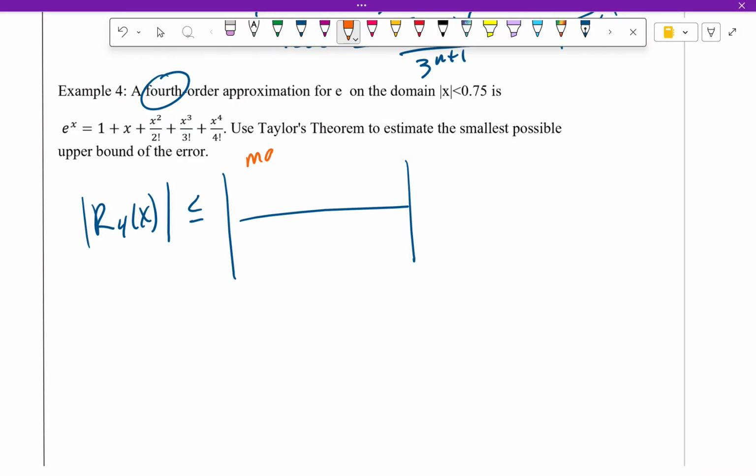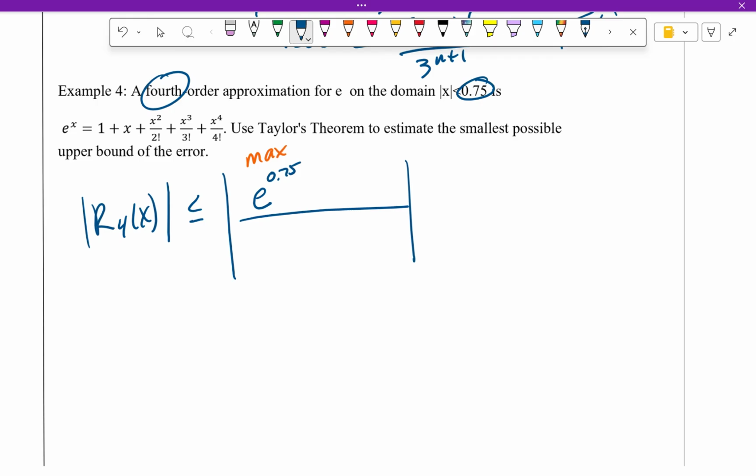No. The max. All right, what function are we working with here? e to the x. So I know I'm working with the function e, and this is a little bit different than we've done on the other ones, because e doesn't bounce between two places. It's a little bit harder to tell the max. Do I know the biggest x value that I could possibly have, though? Yeah. It's 0.75. Okay.